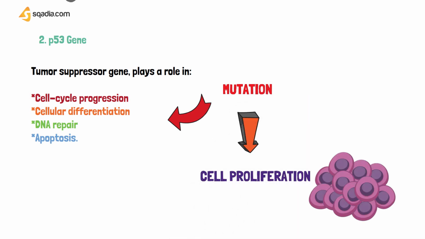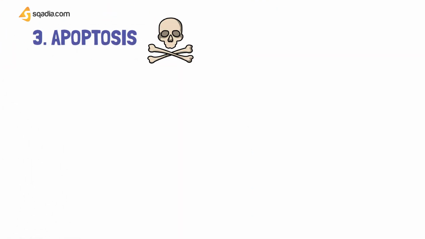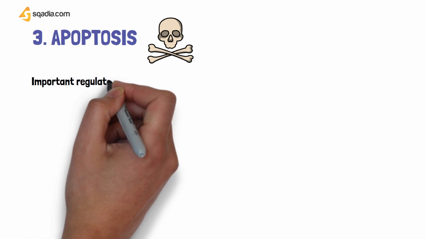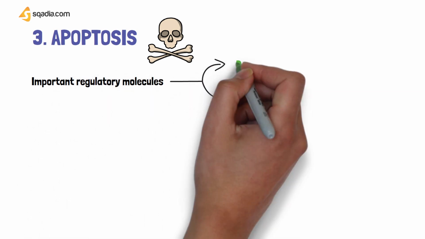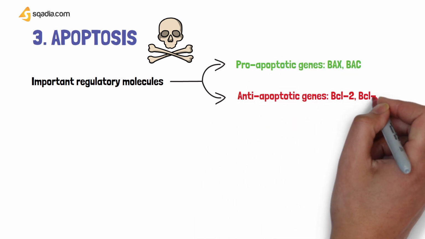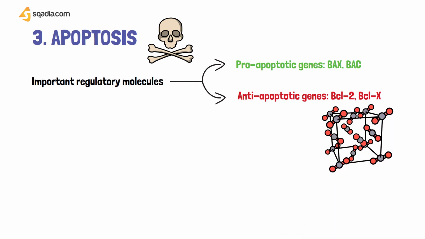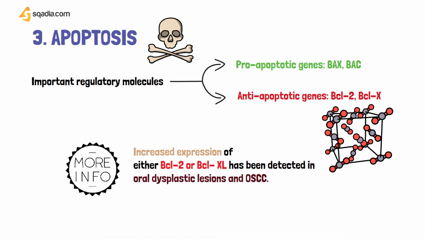And lastly, we have apoptosis. Apoptosis is the programmed cell death. There are some important regulatory molecules. These are the pro-apoptotic genes, the BAX and the BAK gene, and the anti-apoptotic genes, the BCL2 and BCLX genes. Now, in case of oral squamous cell carcinoma and oral dysplastic lesions, there has been seen to be an increased expression of the anti-apoptotic genes. When this happens, there's not going to be effective apoptosis and there's going to be excessive cellular division.